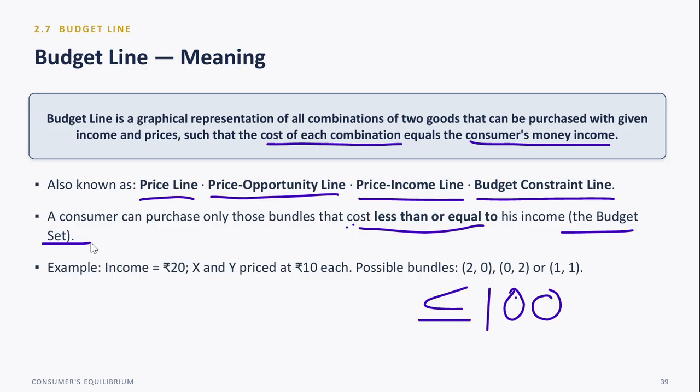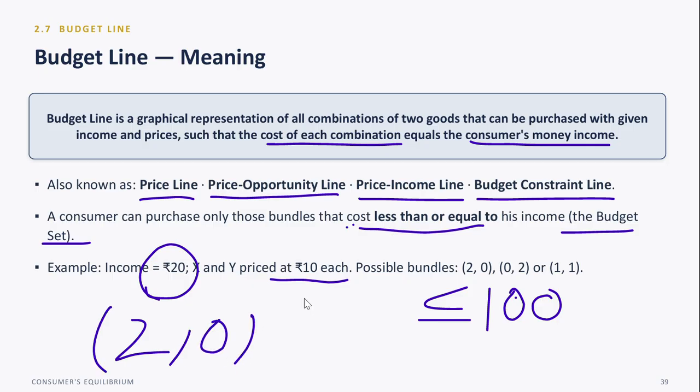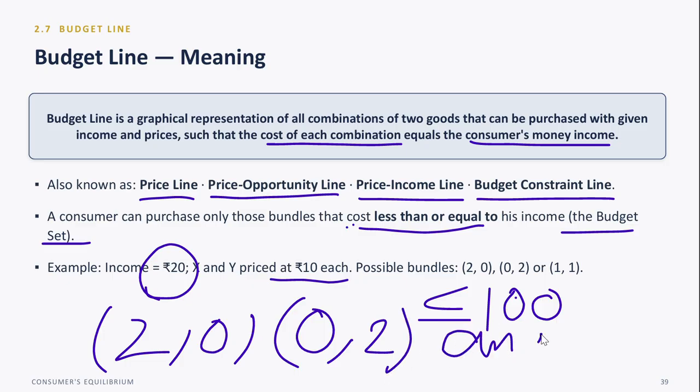Okay. So for example, income is rupees 20, X and Y are priced at 10 each. So the possible bundles could be that I am buying 2 units of X and 0 units of Y. Second could be that I am buying 0 units of X and 2 units of Y. And the last one would be 1 unit of X and 1 unit of Y. Right? So this is my income right here, 20, and it could be spent in these three possible ways.